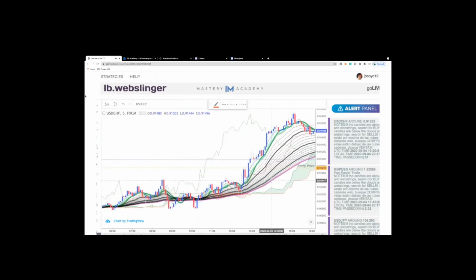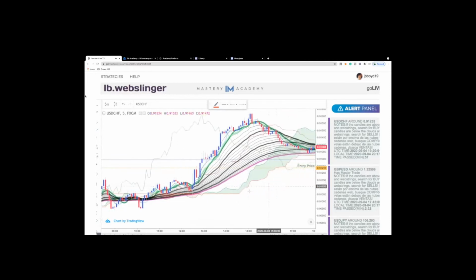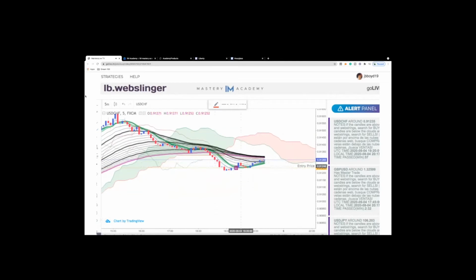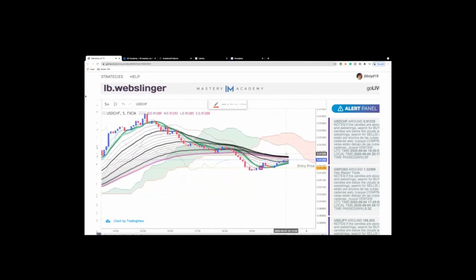In addition to all of these moving average lines, we also have what's called the Ichimoku cloud. And that's indicated here by this green cloud. It has a green line on the top, a red line on the bottom. And when price is above the cloud, you'll note that the cloud is green. And when price moves below the cloud, as you see here, the cloud turns red. So the Ichimoku cloud is a trend following indicator and gives us an idea for where price might move next.